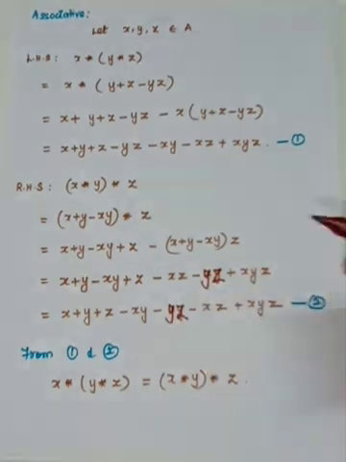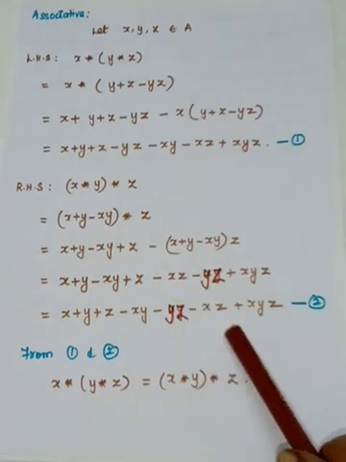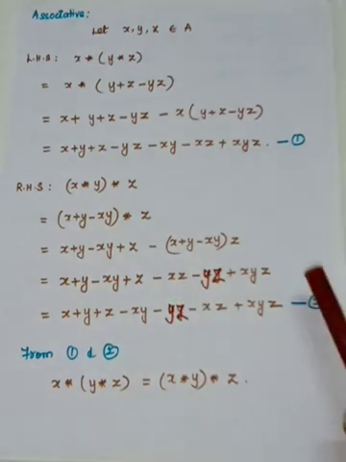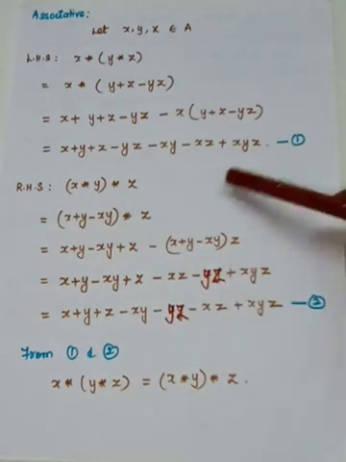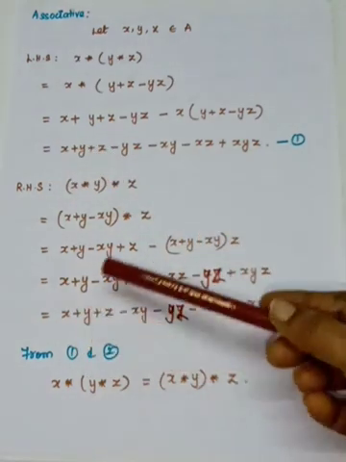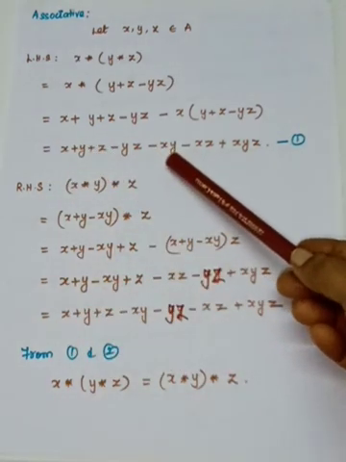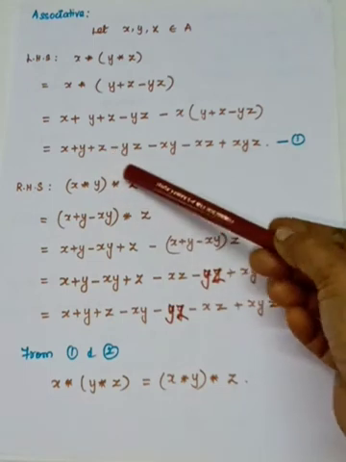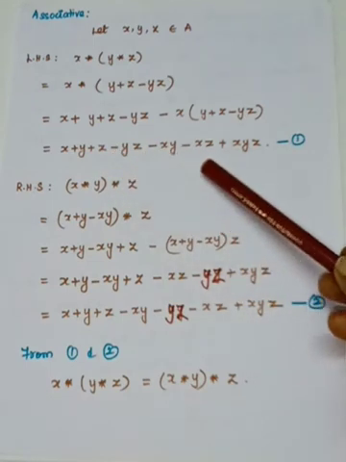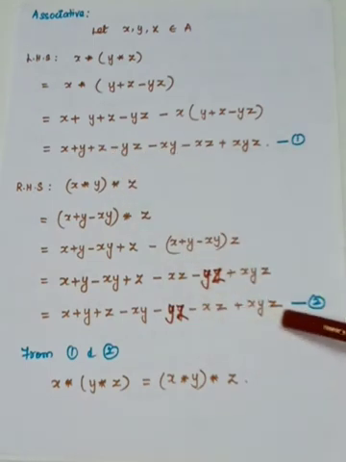Here what has to come? Minus YZ, minus XZ, plus XYZ. You look at the same terms. You will have X plus Y plus Z is there. Minus XY, here you are having minus XY. Minus YZ, here you are having minus YZ. Minus XZ, minus XZ, plus XYZ. How are they? They are equal. So therefore your asterisk is associative on the given set. What is the set? A. So asterisk is associative.